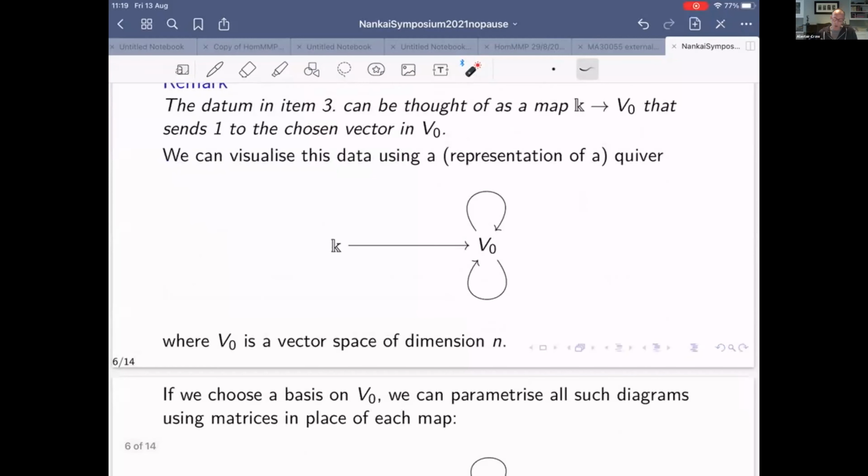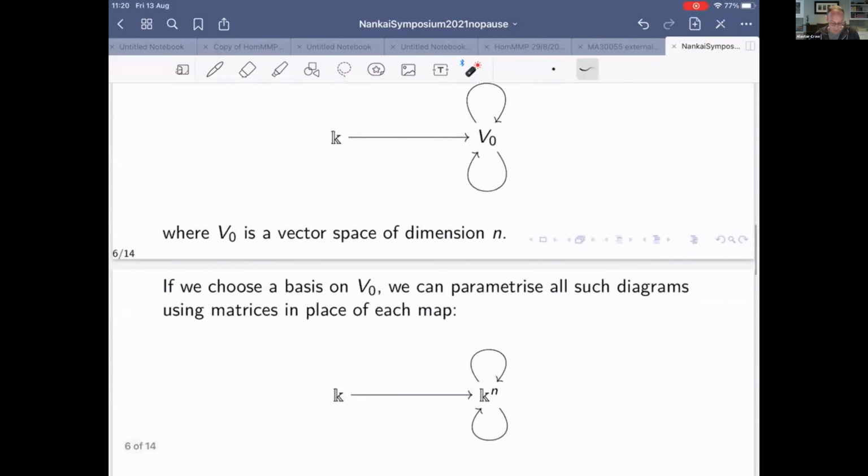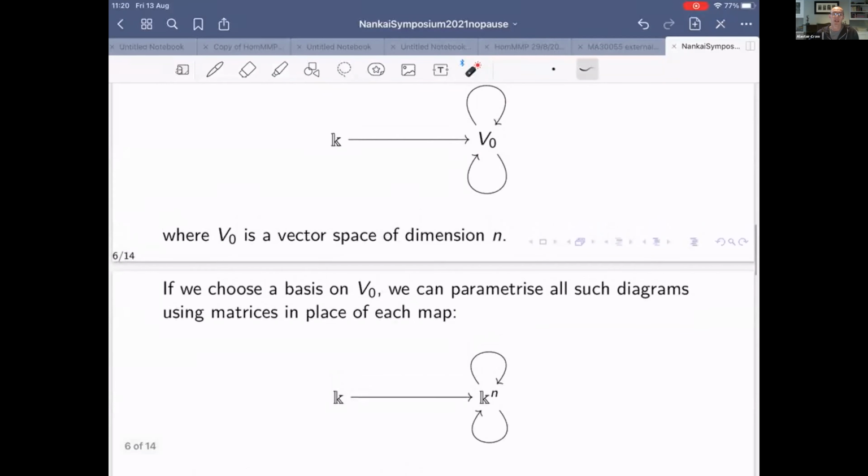And our goal then is to parameterize all possible points of length n. I want to parameterize all possible pictures, and it's possible to do that. Let's first of all choose a basis on V0. So V0 now becomes, of course, just my n-dimensional vector space. And I've got these maps. Let's give them some names.